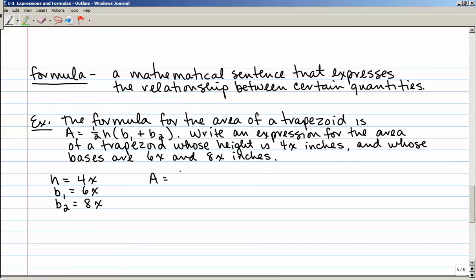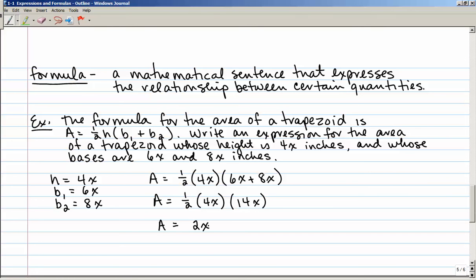So the area is 1/2 times the height, which is 4x, times the sum of the bases, which is 6x plus 8x. Now, using order of operations, I have multiplication here, but I have some addition in the parentheses. So I have 1/2 times 4x times 14x. And now that I have all multiplication, I have 2x times 14x, where the area is equal to 28x squared inches.